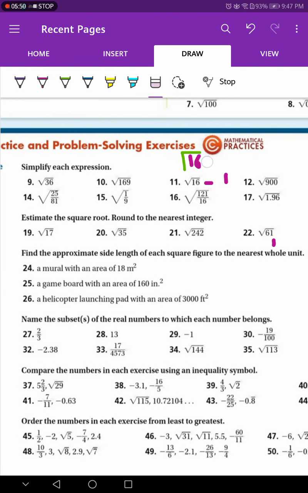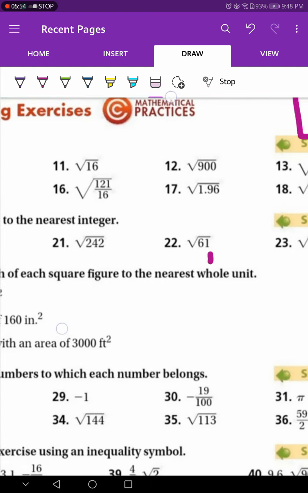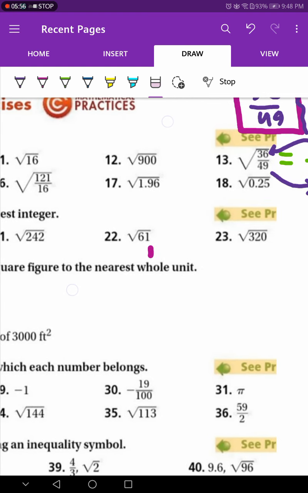Okay, let me take this one again as a fraction. Yes, the square root of 121 over 16. Yes, and it is easy to know it is 11 over 4. But what is the story behind this answer?